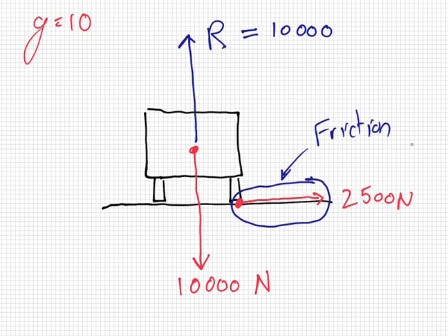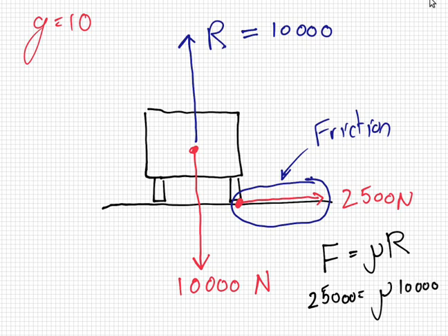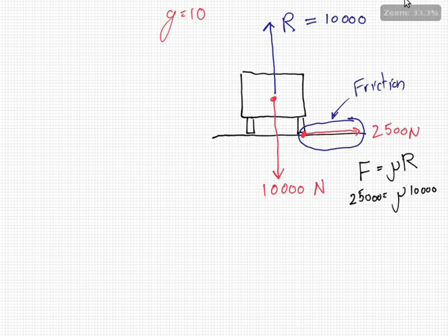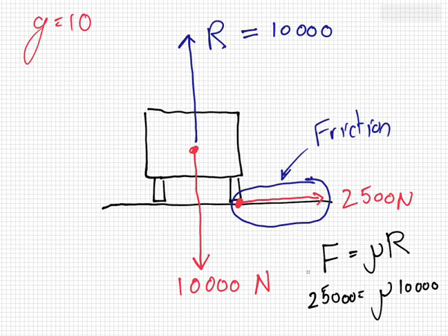Now, do you remember what is the formula for friction? Mu R. And the F is 2,500. And the R is 10,000. You're at 25,000. Sorry, one too many. Okay. So what's the mu here? 0.25.